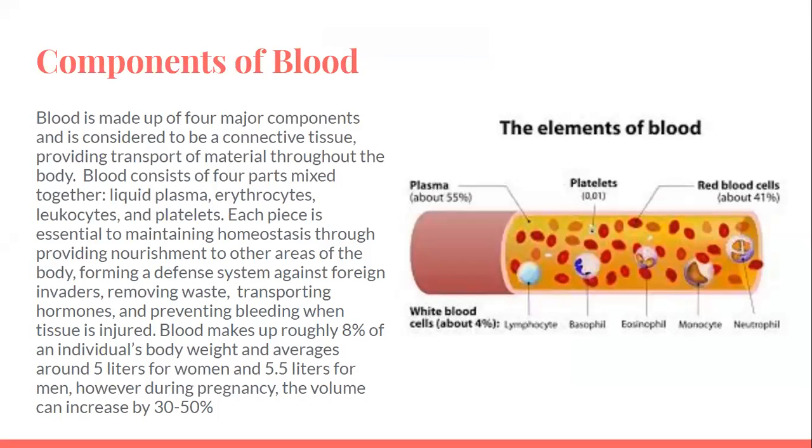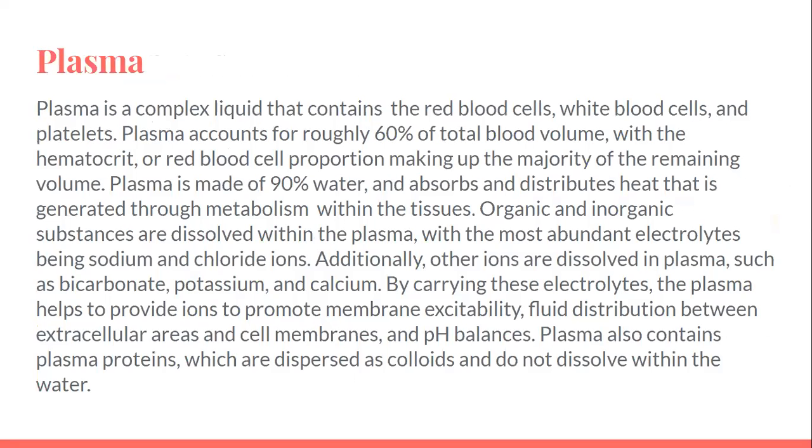Blood makes up roughly 8% of an individual's total body weight and averages around 5 liters for women and 5 liters for men. However, during pregnancy for women, the volume can increase by 30 to 50% in total. So let's talk about plasma first.